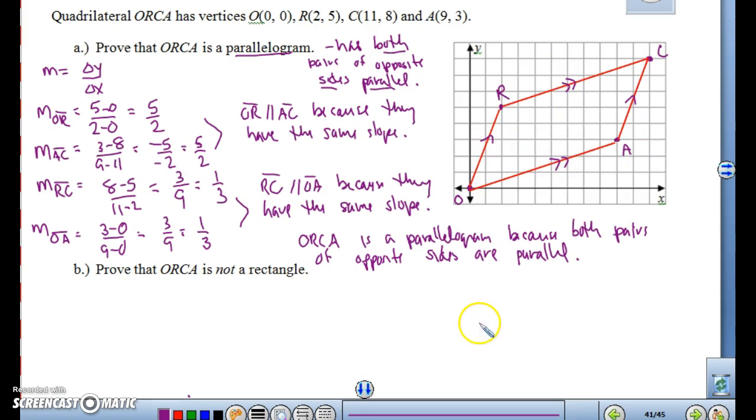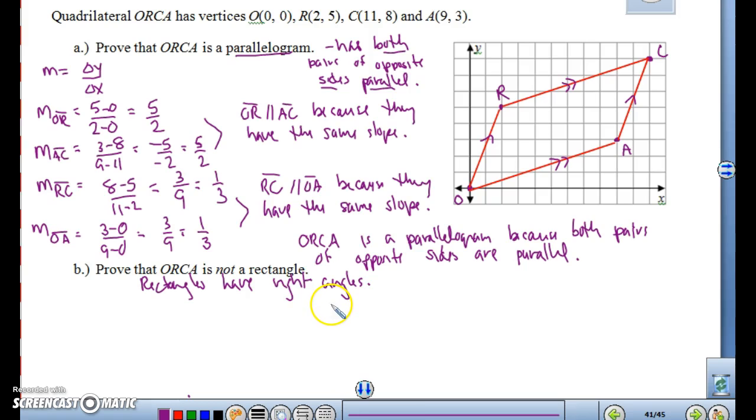Now, we also want to prove that ORCA is not a rectangle. Well, what do you know about rectangles? What's special about rectangles is rectangles have what kind of angles? They have right angles. How do you get right angles? Well, you need perpendicular lines. So all we have to do is prove that one of these angles is not a right angle by proving that the lines are not perpendicular.